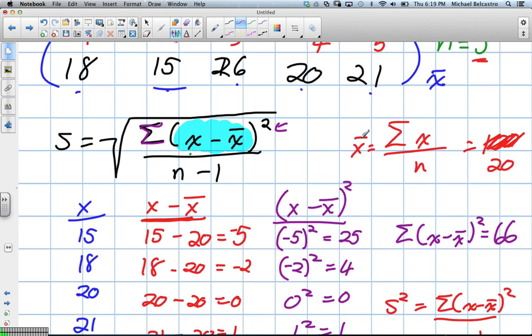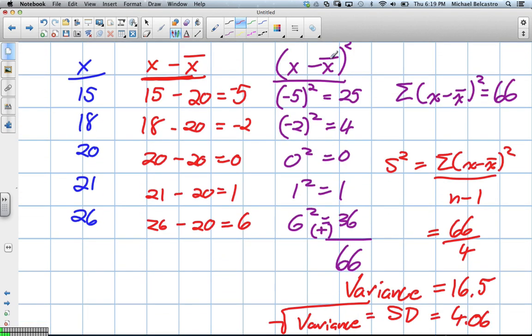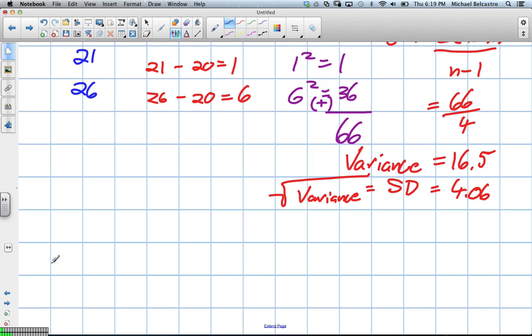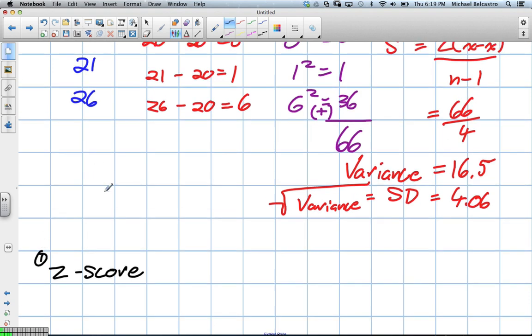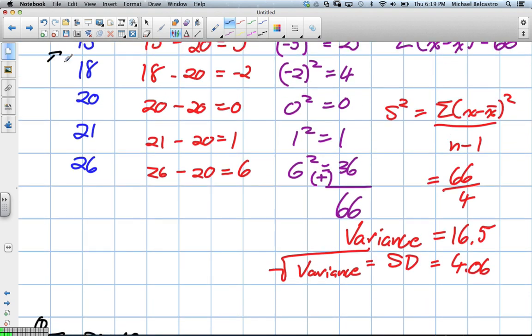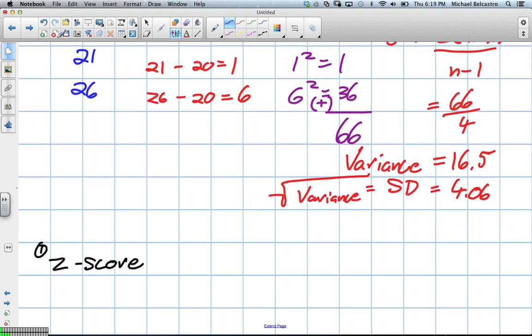Now we use that with our z-scores, that formula. So remember our z-scores, we're going to do one for each piece of data. The very first piece of data we had was the number 15. The formula reads the data, subtract the mean, divided by the standard deviation. We need that standard deviation in order to calculate our z-score, because this was the goal, to calculate the z-score.